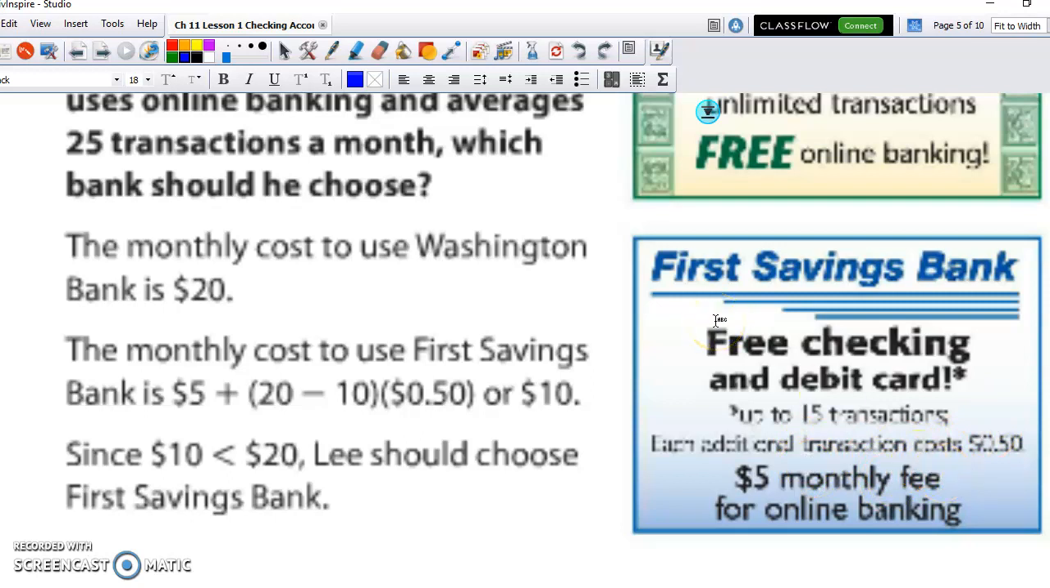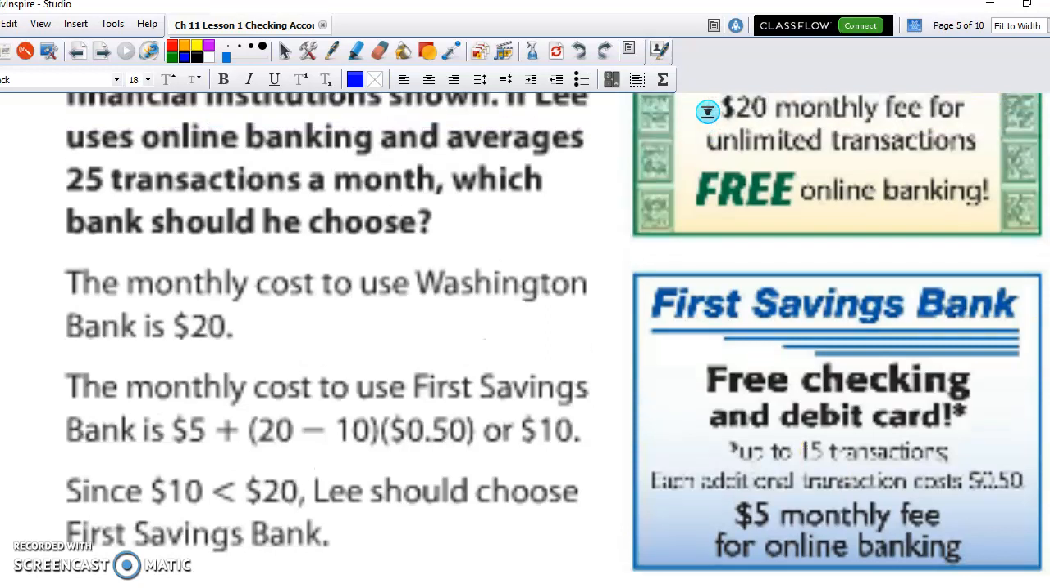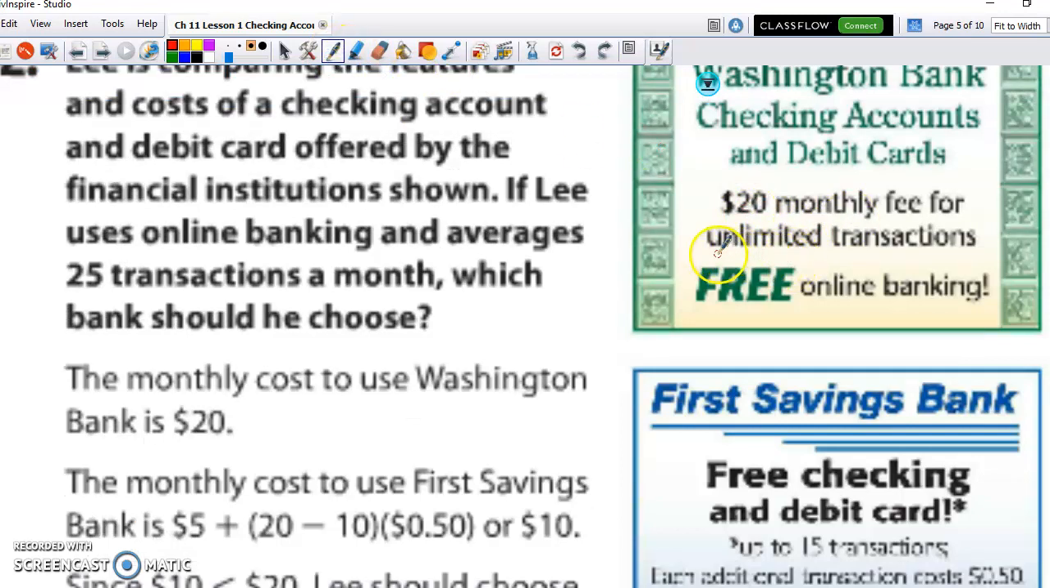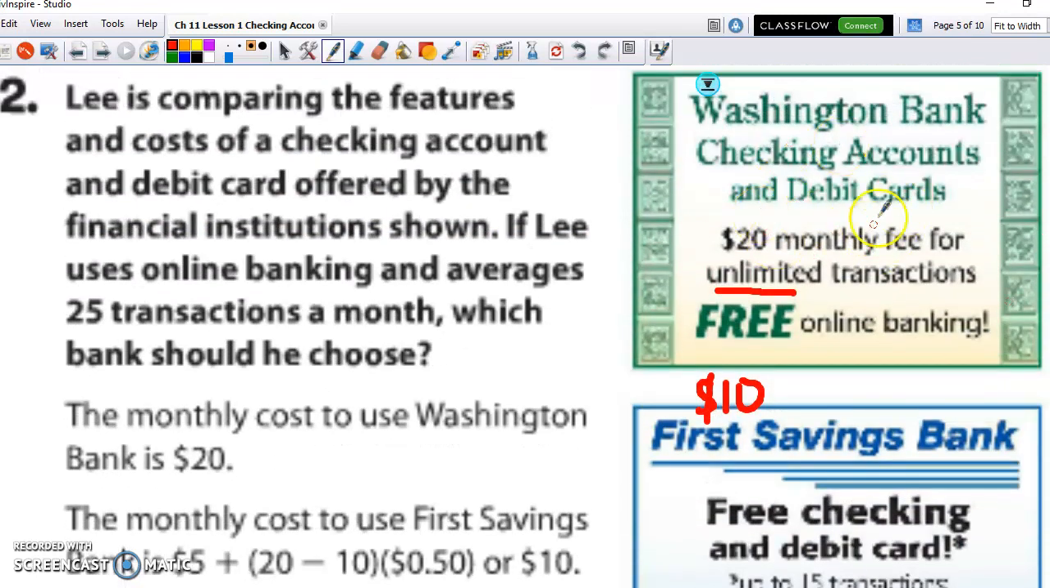So he's paying $5 no matter what, plus he has 15 free. He wants 25 transactions. That means he has 10 transactions that are not free. So 10 times 50 cents is $5. So 5 plus 5 is 10. So in this case, even though this one says, oh my goodness, it's unlimited, it made me think that this was a great deal, but really First Savings Bank was only $10. Now maybe if Lee had 100 transactions, then this bank would be a better option.